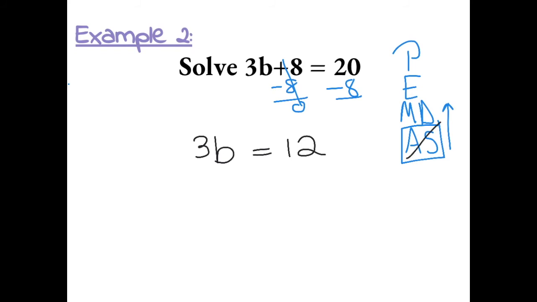Now that we got rid of our addition and subtraction, now we can undo any multiplication or division. So 3 is being multiplied with b, so the inverse is to divide both sides by 3. And we do this so that the 3's cancel out, and we have our variable by itself. b is equal to 12 divided by 3, which is 4.